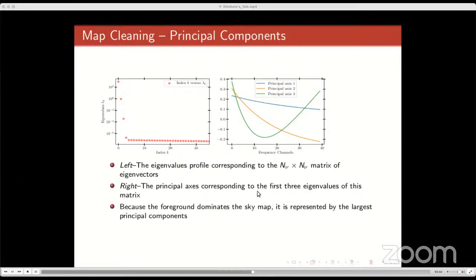And the features that correspond to these principal components, or the sky information, are almost 99% of the whole sky.